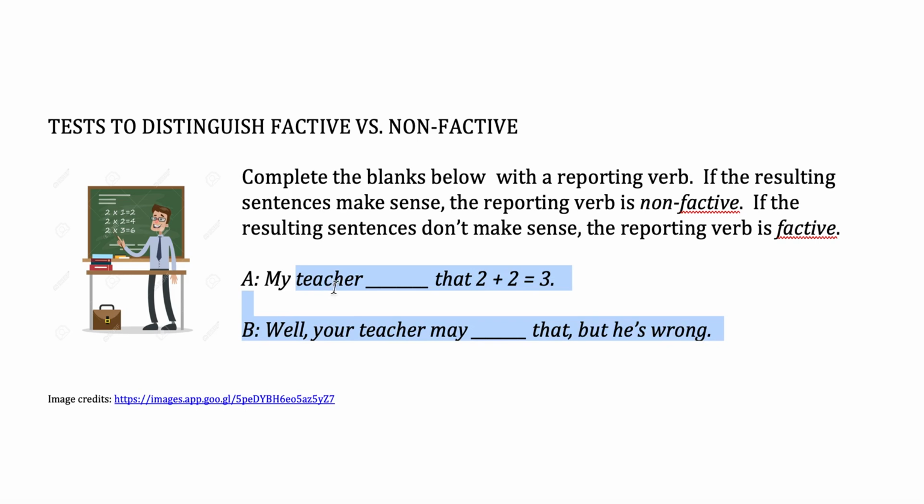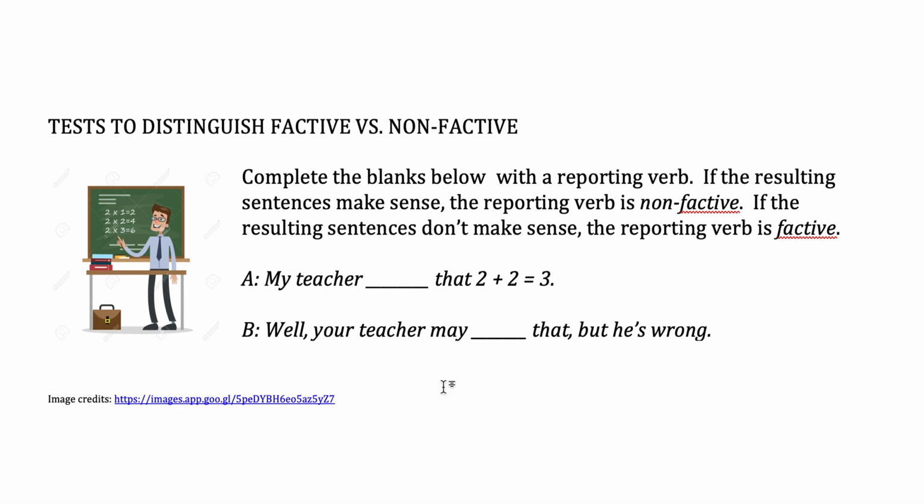You take a silly little conversation like this. My teacher blank that 2 plus 2 equals 3. Well, your teacher may blank that, but he's wrong. You complete this with a reporting verb. If the resulting sentences make sense, the reporting verb is non-factive. If the sentences don't make sense, the reporting verb is factive.